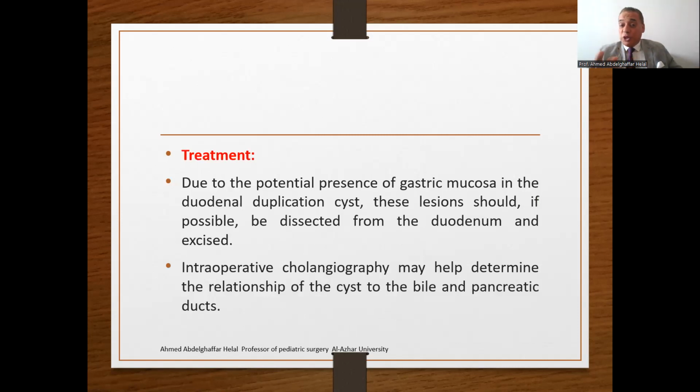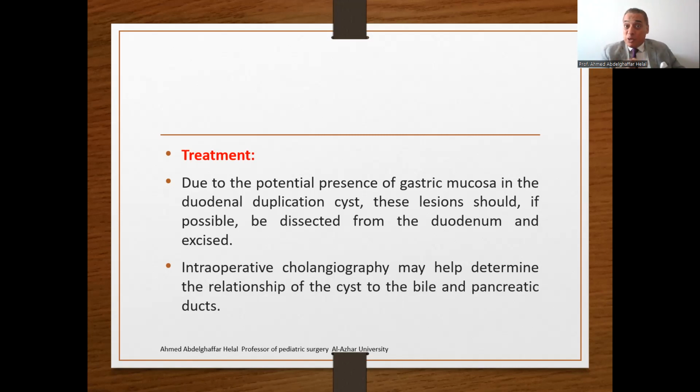Treatment: due to the potential presence of gastric mucosa in the duodenal duplication cyst, it should be dissected and excised, if possible. Intraoperative cholangiography may help determine the relationship of the cyst to the bile and pancreatic ducts. It is very important for the pediatric surgeon to be very cautious. As we said at the start, we need to remove the duplicated part to eliminate the patient's symptoms and prevent recurrence. However, the pediatric surgeon should not be more aggressive than needed, to avoid injury.